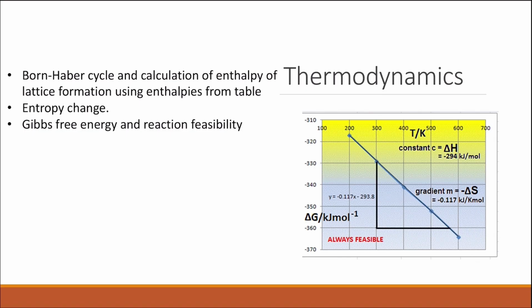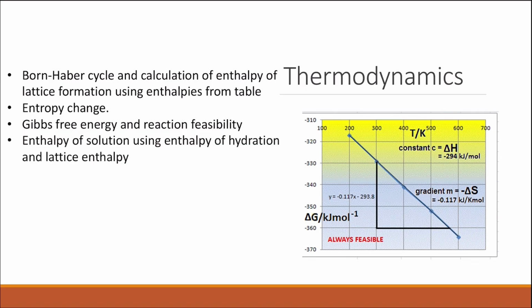And if they ask about entropy change, they're going to ask about the Gibbs free energy and reaction feasibility. Remember that the Gibbs free energy is delta G equals delta H minus T delta S, which is the entropy change here. Sometimes, or a few years ago, they give you a graph where they plotted the delta G against the temperature, and you get this straight line.